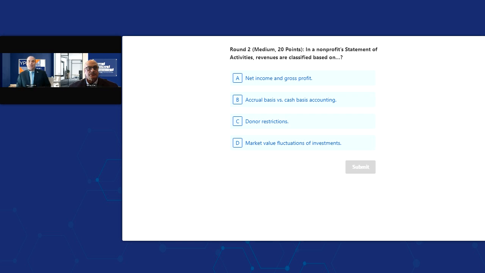Our next question. In a nonprofit statement of activities, revenues are classified based on A, net income and gross profit, B, accrual basis versus cash basis, C, donor restrictions, or D, market fluctuation on investments.